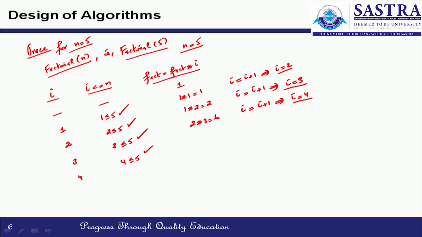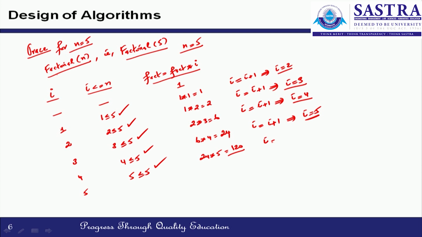Now, the statement to be evaluated is fact is equal to fact into I, current fact is 6, 6 into I is 4, 24. Then I is incremented by 1, I is equal to I plus 1, I becomes 5. Checking the condition 5 less than or equal to 5, condition is true. Now, evaluating current fact is 24 into current I is 5, 24 into 5, 120.